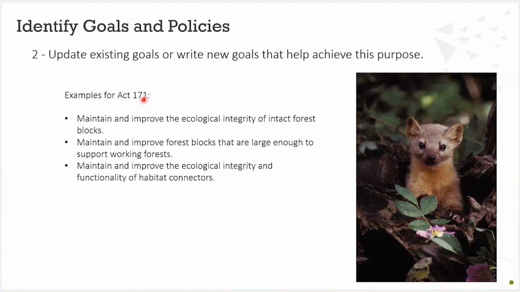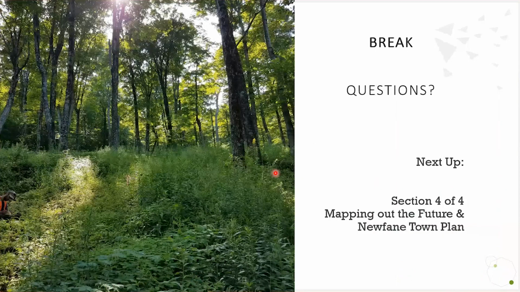So here are some examples for Act 171. You could have a goal of maintain and improve the ecological integrity of intact forest blocks, or maintain and improve the ecological integrity and functionality of habitat connectors. Those are the types of goals that you might write in to specifically address some of these Act 171 issues. So those are just 2 more steps to the overall process. Next, we're going to dive in a lot more to the next section of the 5-step process and also to a case study. Any questions or comments come up so far about those steps 2 and 3?